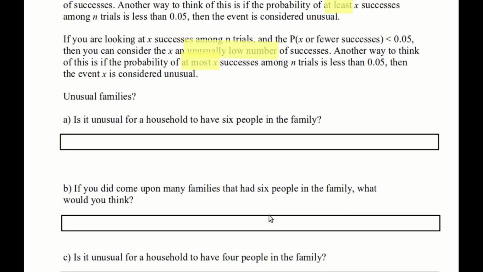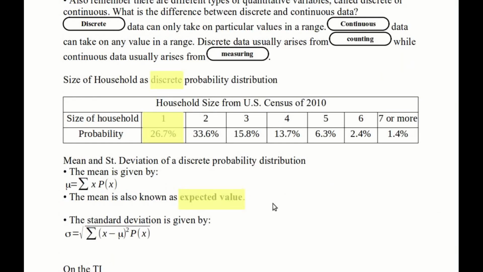Let's compare our family size data and ask the question, is it unusual for a household to have 6 people in the family? Well, when looking back at the household size distribution, we can see that the probability of having 6 people in a family is 2.4%. But we're basically asking the question, is that an unusually large number of people in a family? If so, we have to look at all the families larger. In other words, we have to also include the probability that the family has 7 or more people in it.